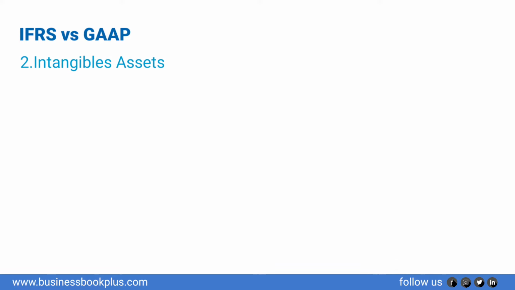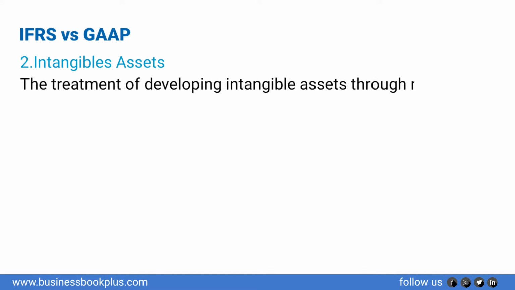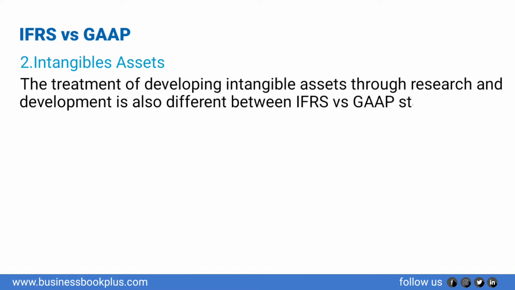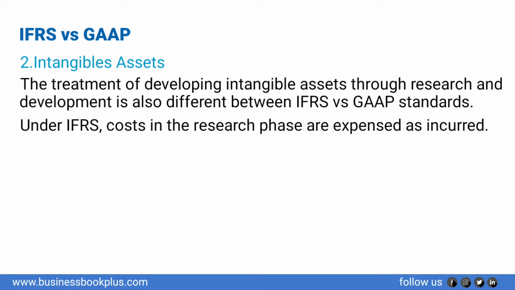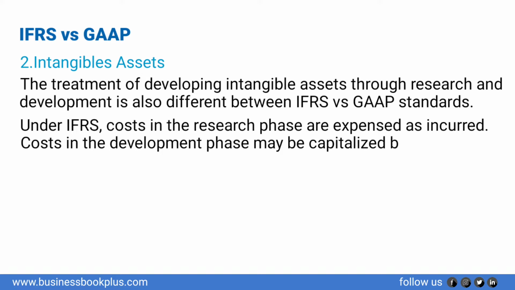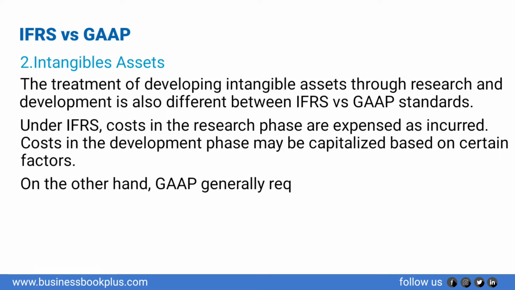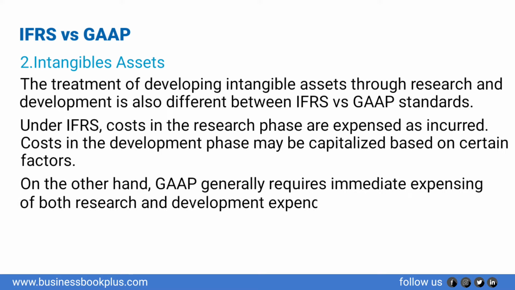Number 2. Intangibles. The treatment of developing intangible assets through research and development is also different between IFRS and GAAP standards. Under IFRS, costs in the research phase are expensed as incurred. Costs in the development phase may be capitalized based on certain factors. On the other hand, GAAP generally requires immediate expensing of both research and development expenditures, although some exceptions exist.